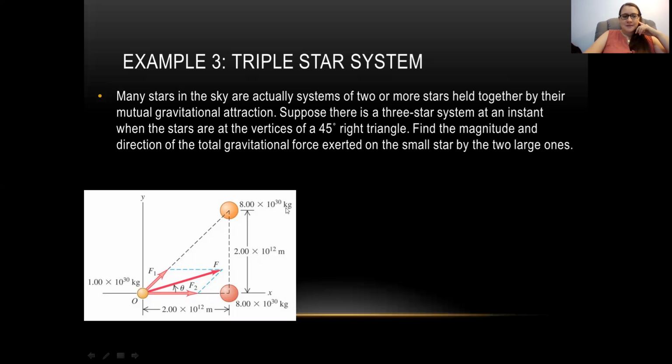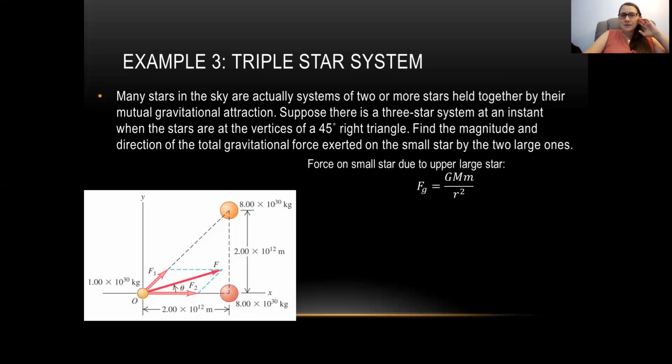30 kilograms. So to give you a little bit of perspective, the sun's mass is about 1.99 times 10 to the 30 kilograms. So this star is a little bit smaller than the sun, and these are quite massive compared to the sun. And so we have their distances away from each other, about 2 times 10 to the 12 meters for the two large ones, and for the small and large one. And we need to find the total gravitational force on this small star because of these two large stars.